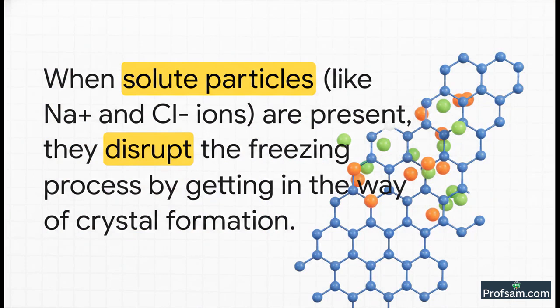But now see what happens when we add salt. The salt, NaCl, breaks apart into sodium ions, Na+, and chloride ions, Cl-. These ions are now floating around, mixed in with all the water molecules. They are attracted to the water molecules, and they physically block them, preventing them from easily joining the growing ice crystal. They just get in the way.